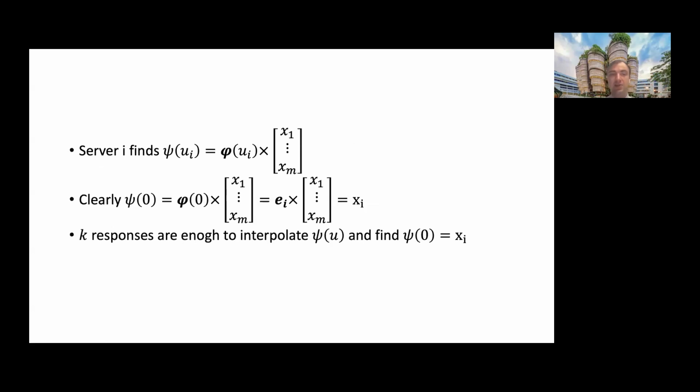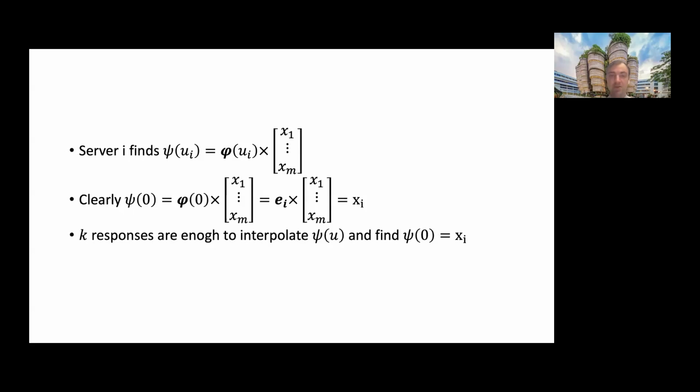So like, each server sends us the value back. As a result, we get the values of polynomial psi in k different points. And clearly, the value of this polynomial in point 0 is just xi. Why? Because the value of polynomial phi in point 0 is the indicator vector, and clearly the value of polynomial psi in point 0 is just the scalar product of the indicator vector of the file of interest and the database vector. So we finally get xi.